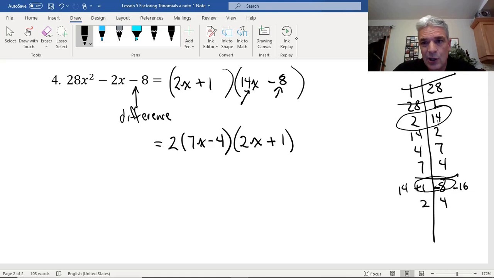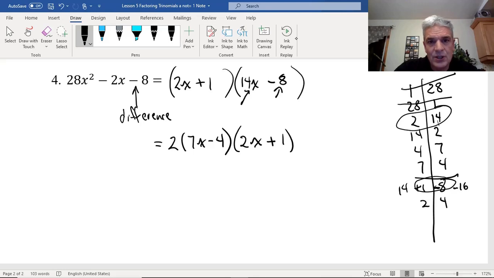In a sense, you're putting down all the possible options for factors of 28x squared here in the first part of the T, and then all the possible factors for 8 in the bottom down here, and you eventually get to your answer by finding them using this crossover and looking for the difference or the sum, and away you go. Hopefully this helped you understand how to do it. If not, you can always go back and learn to do it with the factoring by grouping method.